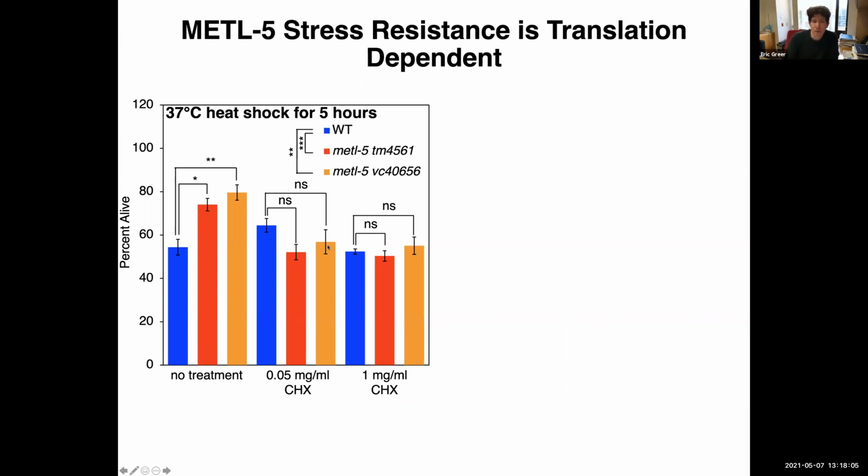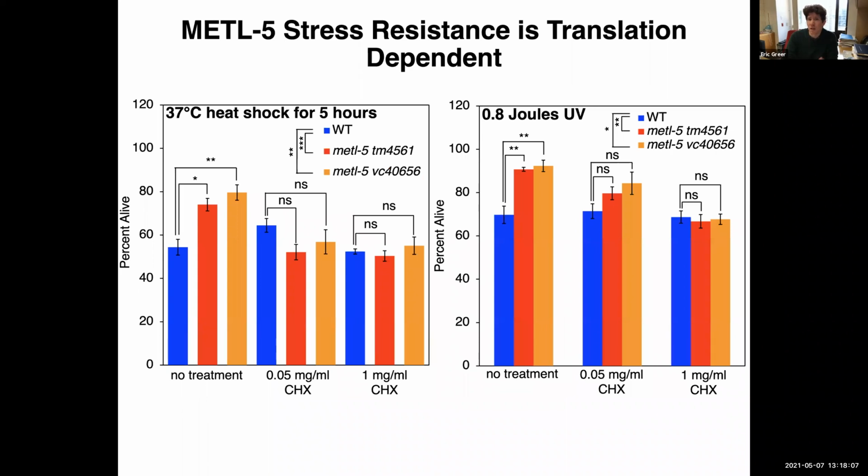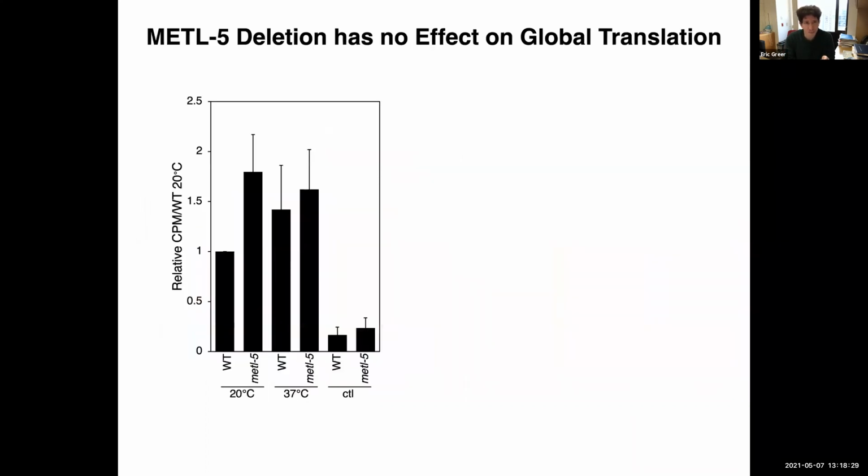We not only observed this for heat stress, we also saw this in response to UV stress as well. So we've identified this 18S ribosomal RNA methyltransferase, which when it's deleted, is conferring extended stress resistance because of some changes in translation. Next, we were interested as to what the changes in translation were that were being regulated by this methylation of the specific residue.